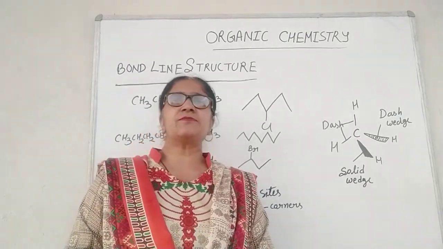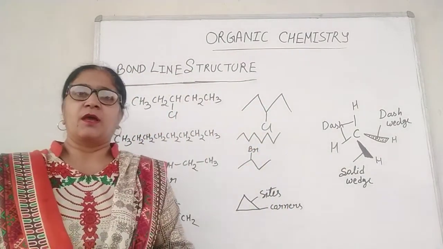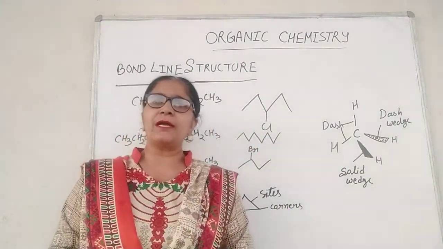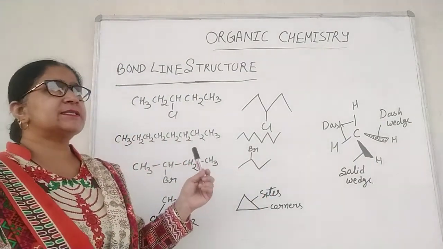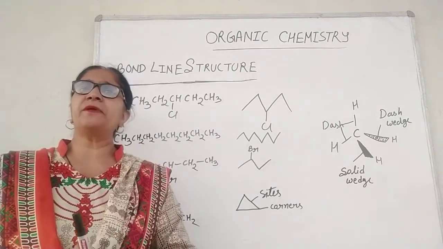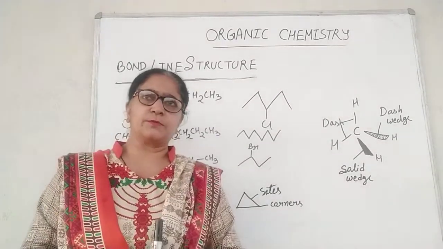In today's class, we will discuss bond line structure. Now, let's look at the bond line structure formula. A bond line structure formula is a short and simplified method for representing an organic compound.